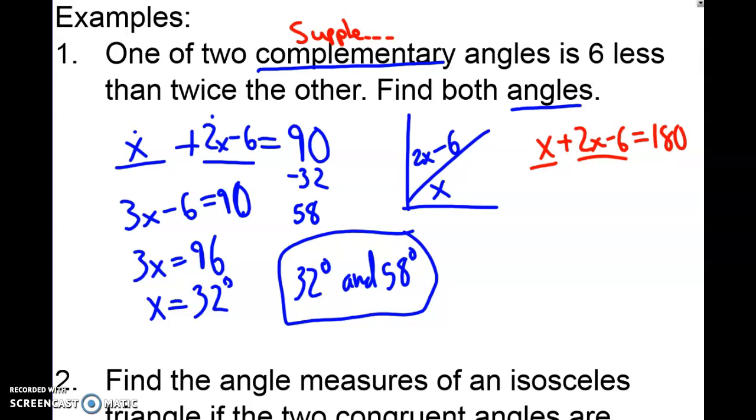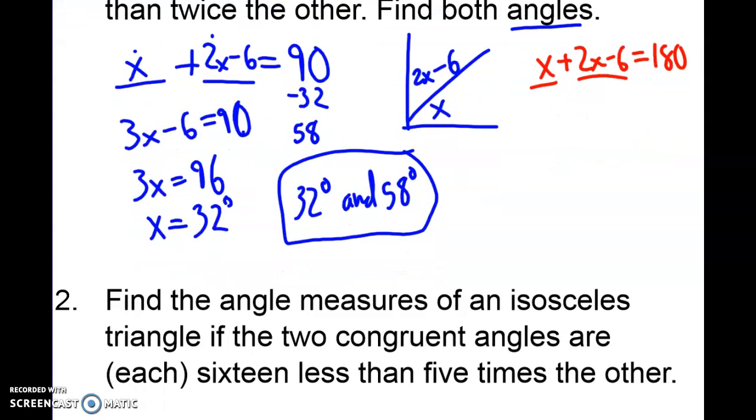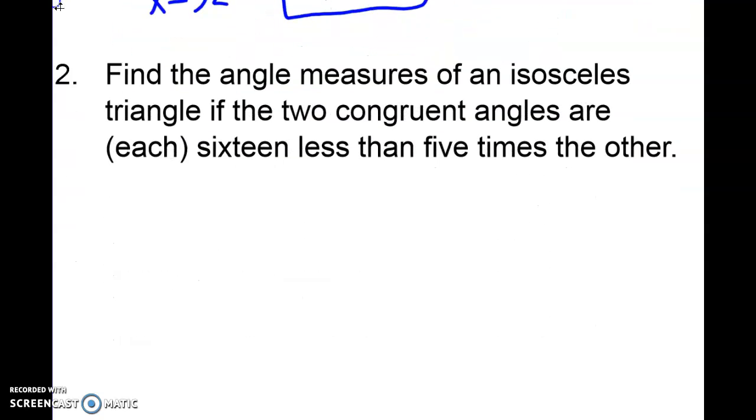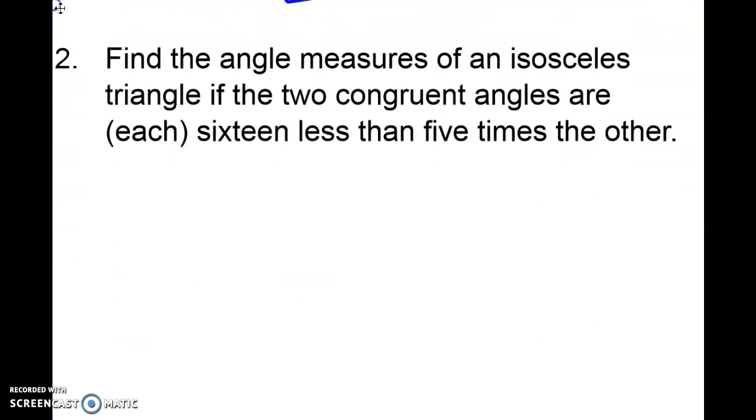Okay, let's continue to the next example. This is a good one. Find the angle measures of an isosceles triangle if the two congruent angles are each 16 less than 5 times the other. Whew, that's a good one. So I'm going to draw this out. An isosceles triangle looks something like that. Make it a little neater. Okay, cool. And we're talking about the angles.